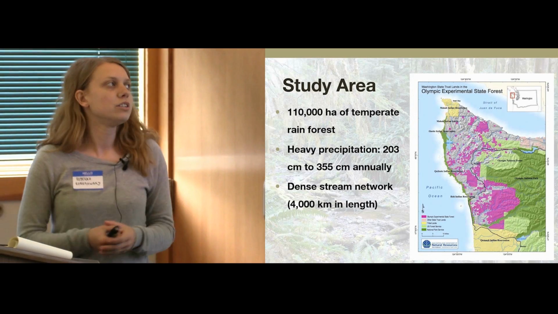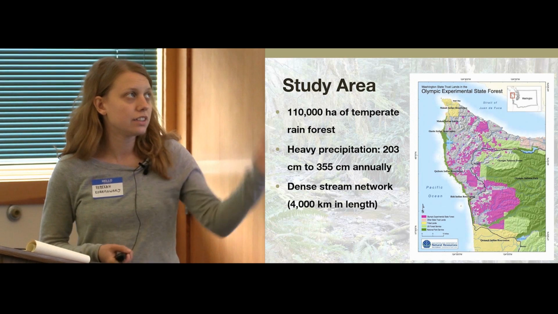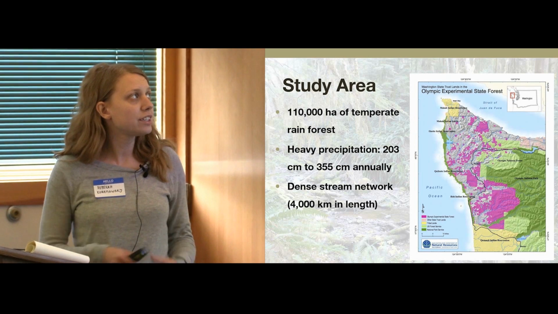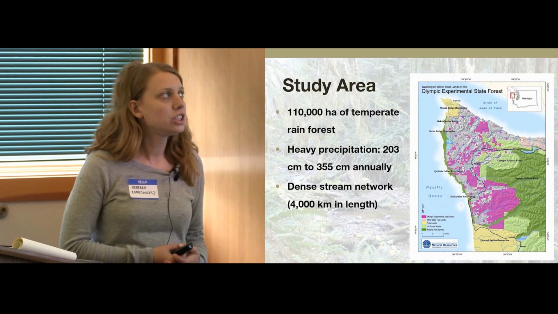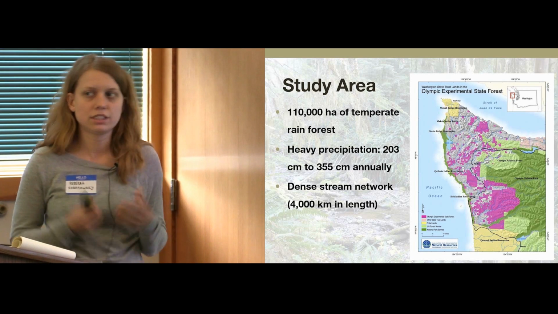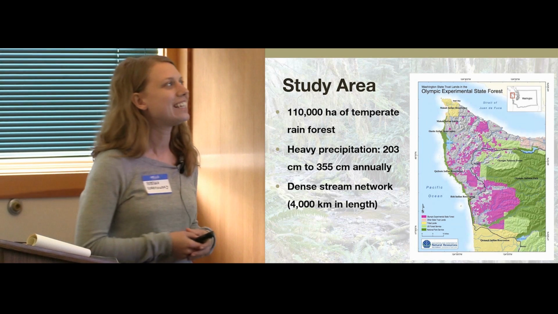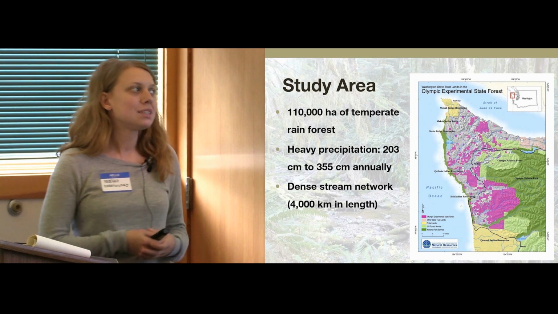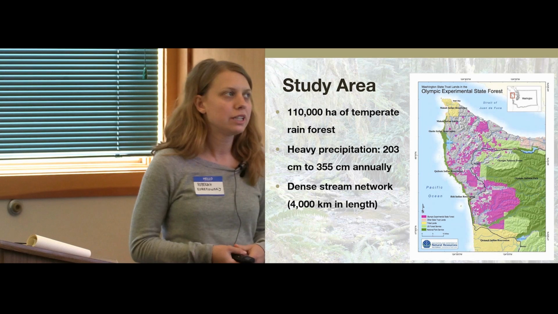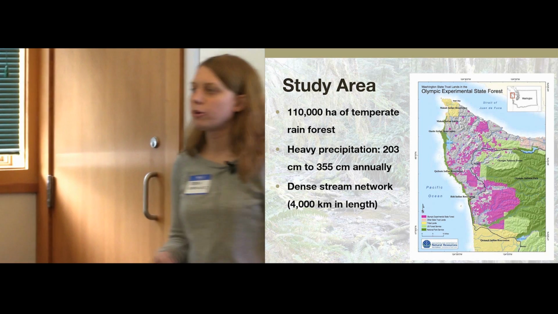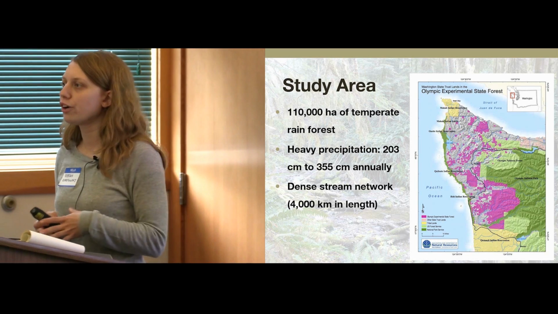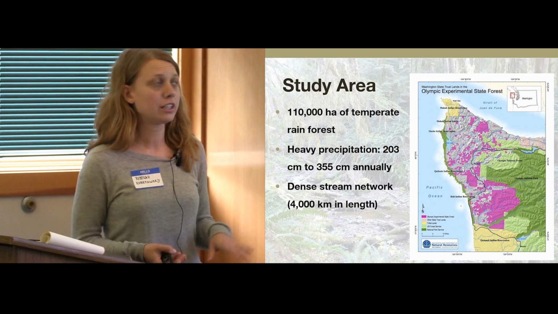So as Warren just set up, the study area is in the Olympic Experimental State Forest. It's a large area of temperate rainforest. Obviously, you guys probably know a bit more about this place than I do, actually. Lots of precipitation, and the thing that I think is pretty interesting is this dense network of streams. So there's a lot of water moving things around out here.